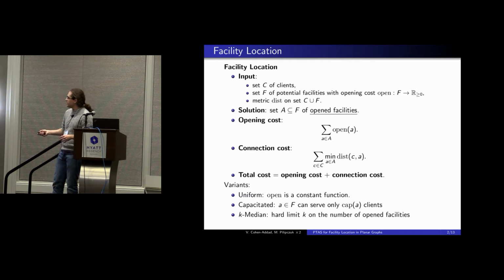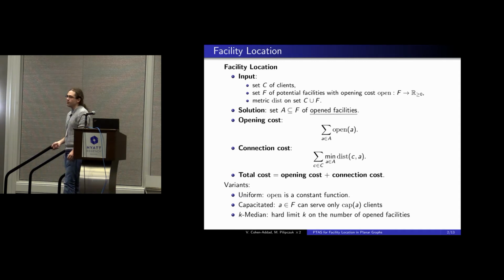You can think of a special case when all opening costs are the same. This is closer to the K-median problem we had before, where the number of open facilities counts, but the more you open, the less money you have to spend on the connection cost. You can think of capacitated. This is something we won't really use here, but I want to mention that every facility can have a cap on how many clients it can serve. And we heard in previous talks K-median, when instead of opening cost, we had a hard limit on how many facilities you can open, and you just count the connection cost later.